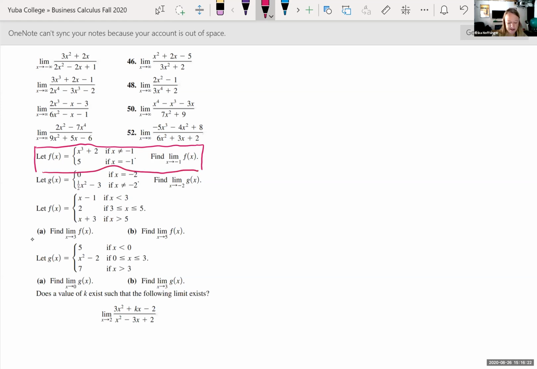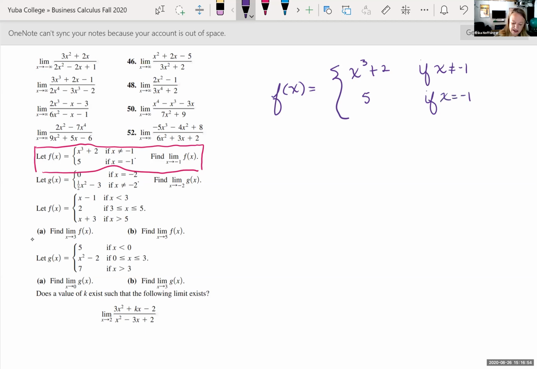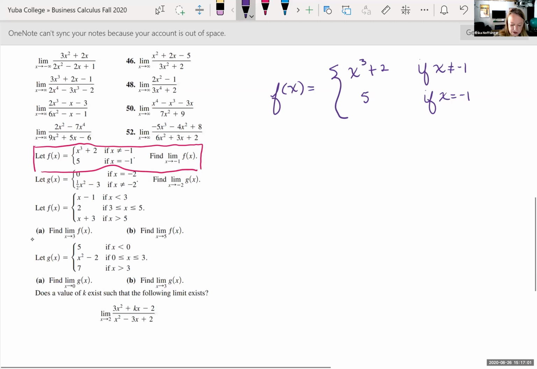So we're looking at the limit as x approaches -1 of f of x. And we're given that, again, f of x is equal to the equation x cubed plus 2 if x is not equal to -1, and it's equal to 5 if x equals -1. Okay, and we want to look at the limit as x is approaching -1. So notice that our equation is changing at x equals -1. And so we need to worry about what's going on there.